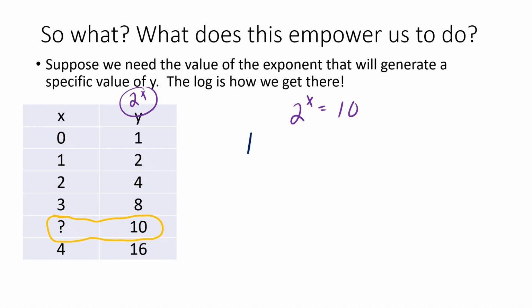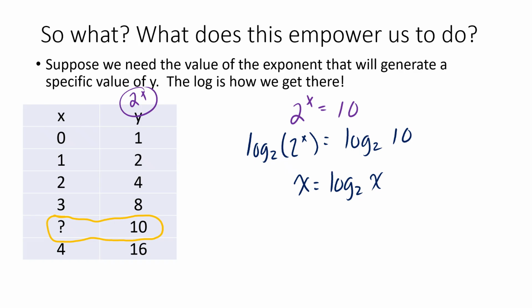Well, I can do log base 2 of both sides. So I take log base 2 of the left and of the right. And over here, the log base 2 undoes the base 2 on the exponential and is going to leave me with just the x. And so the value of x that will get me a 10 is log base 2 of 10. Okay, so that's what that would be.